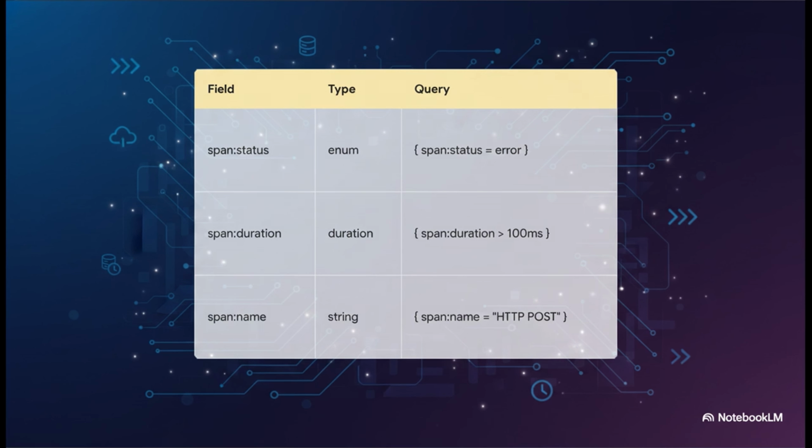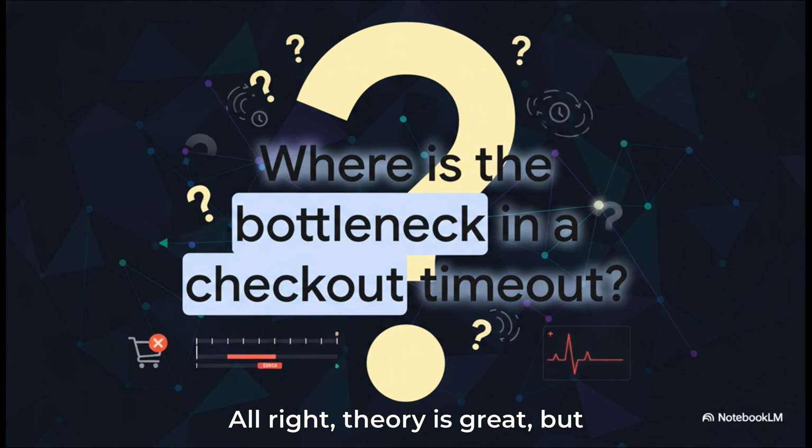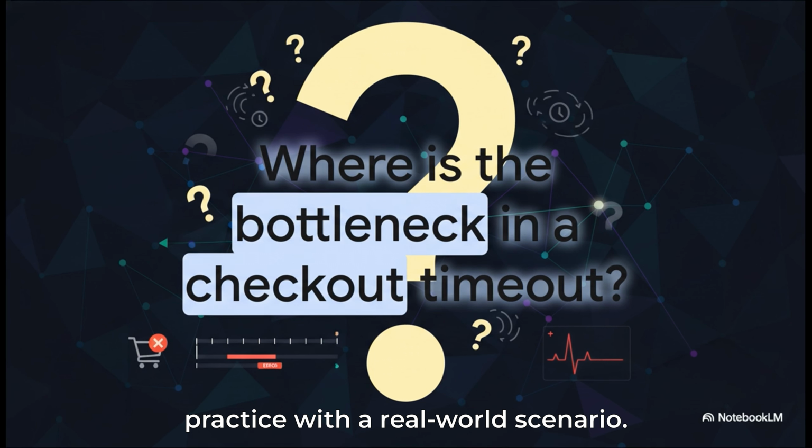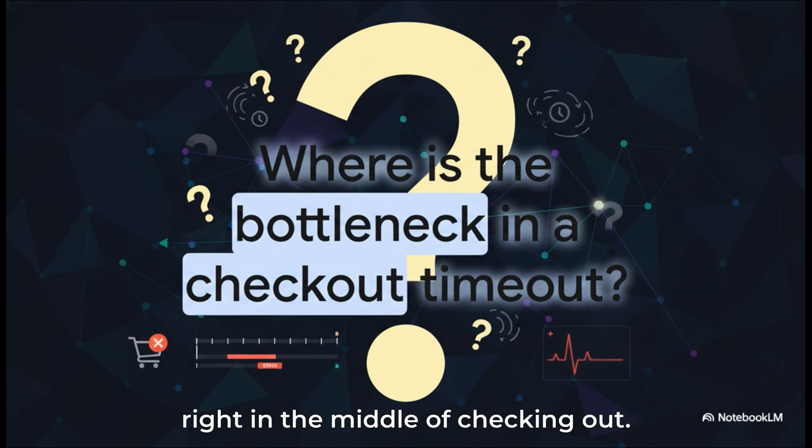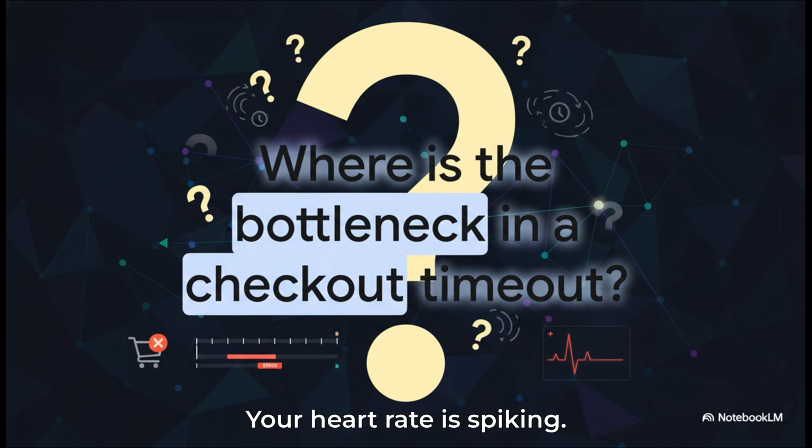All right, theory is great, but let's actually put this into practice with a real-world scenario. You can follow along with something like this in the Grafana Play sandbox using the Tempo demo data source. Here's the setup. A user reports a payment timeout right in the middle of checking out. Revenue is literally on the line. Your heart rate is spiking. Where on earth is the bottleneck? Let's use what we just learned to track this down.